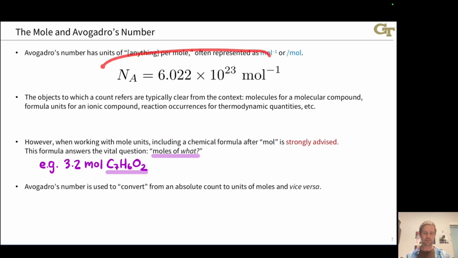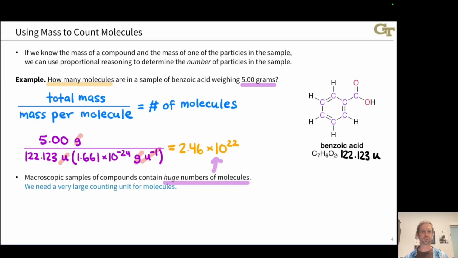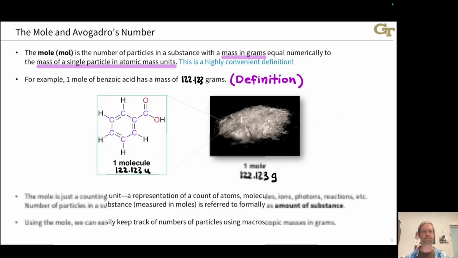Now, we can infer from the way we've written Avogadro's number here that it's a way to convert from a number of moles to an absolute count of particles, or vice versa. So for example, and we'll do this on the next slide, we already calculated the number of molecules in 5 grams of benzoic acid. If we wanted to express this in moles, the way to do this would be with Avogadro's number. And you may have an intuition for this already. We're going to take this and divide it by the number of particles in a mole to get this number of molecules expressed in units of moles.